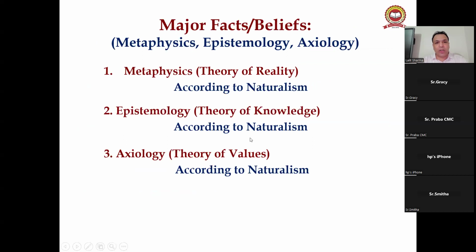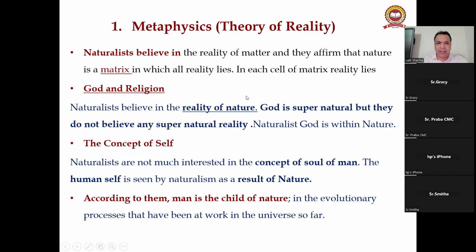Metaphysics, epistemology, or axiology: what are they according to naturalism? It is very simple. According to the metaphysics, the theory of reality, naturalists believe in the reality of matter and they affirm that nature is a matrix in which all reality lies. In each cell of the matrix, reality lies. God and religion: according to this, what view do they have? Naturalists believe in the reality of nature.